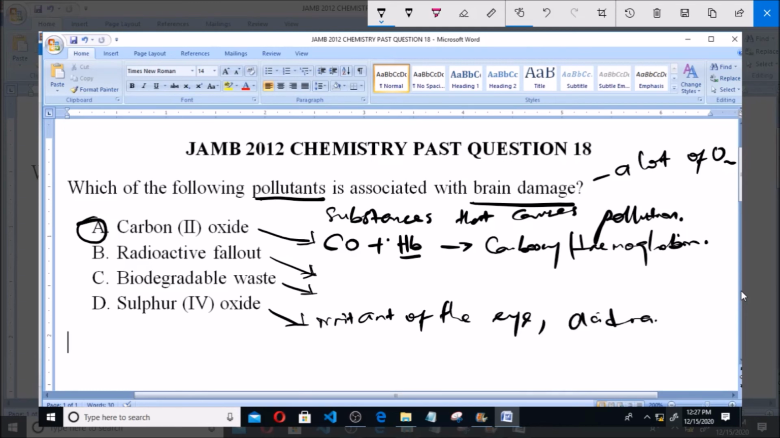So the answer to this question is option A, carbon II oxide, that leads to brain damage due to suffocation and shock.